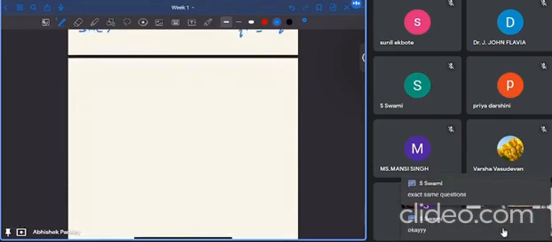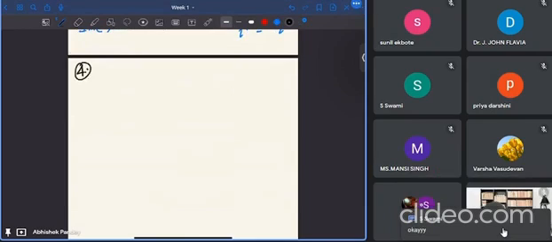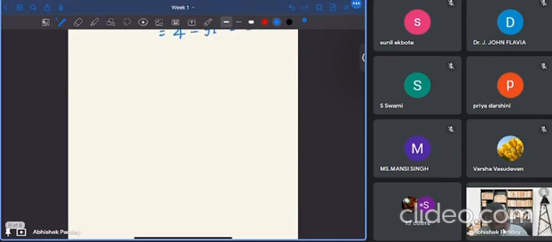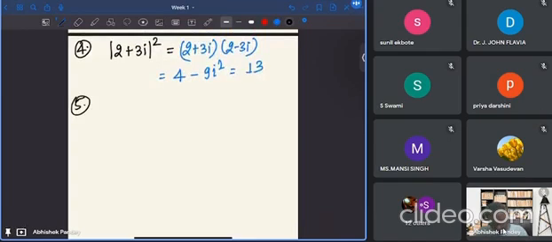Anyhow, we will move towards the next question. So the next question is 2 plus 3i. So for 2 plus 3 iota, we need to find the modulus square. As I said, the modulus square will be z into z bar. So 2 plus 3i into 2 minus 3i. So this is nothing but 4 minus 9i square. So this will be 13. Okay, fine.